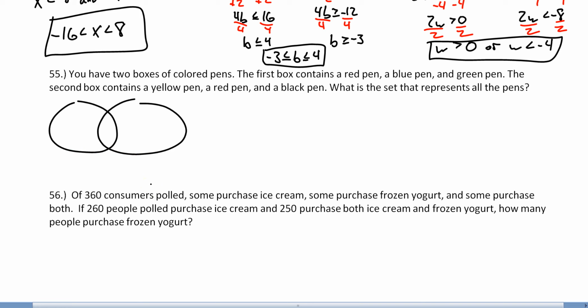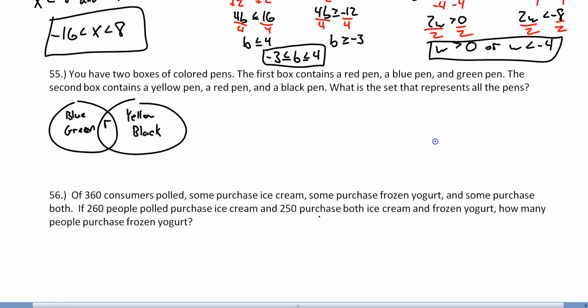So the first box, I should have, let's see, a red, a blue, and a green. And as I'm going to write those down, the red is actually in both boxes, so I'm going to put that in the overlap. And then the blue, there's only blue over here. And then the green, there's only green over here. And then the other box has the yellow pen, a red pen, which is already included in the overlap, and a black pen.